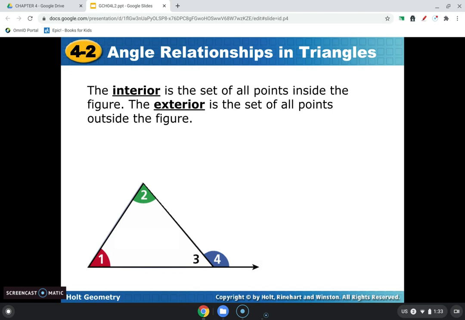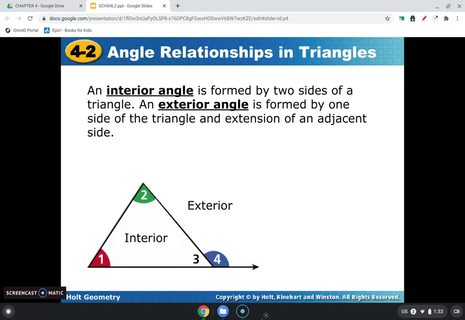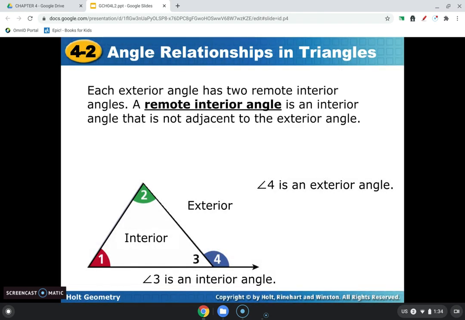All right. The interior is the set of all points inside a figure, and the exterior is the set of all points outside the figure. So 1, 2, and 3 would be interior angles. 4 would be exterior. Okay? An interior angle is formed by two sides of a triangle. An exterior angle would be like 4, formed by one side and the extension of an adjacent side. So exterior and interior angles. A remote interior angle is an interior angle that is not adjacent to the exterior angle. So if you're looking at 4, 1 and 2 would be remote interiors to 4, the exterior.